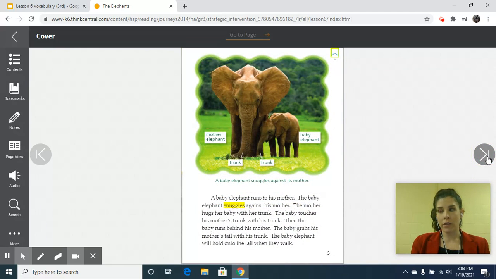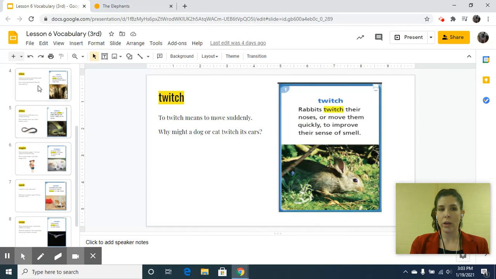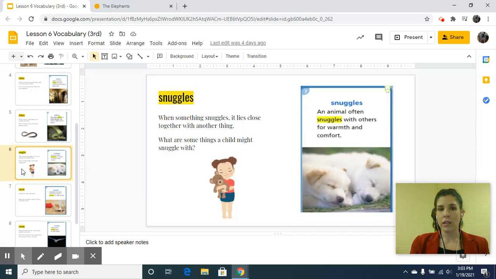So this one does not have a subtitle, but let's just look at the pictures before we continue reading. We have two elephants, a mother elephant and a baby elephant, and they're both showing us that they have trunks. A baby elephant snuggles against its mother. So remember, we learned and we heard the word echoes, which is a repeating sound when sound waves bounce off a surface. And now we're seeing another vocabulary word, snuggles. When something snuggles, it lies close together with another thing.